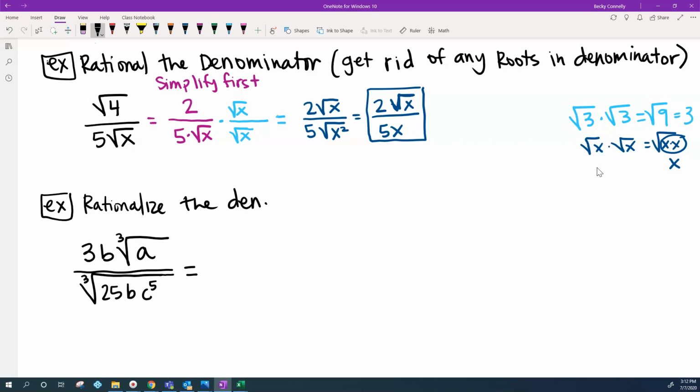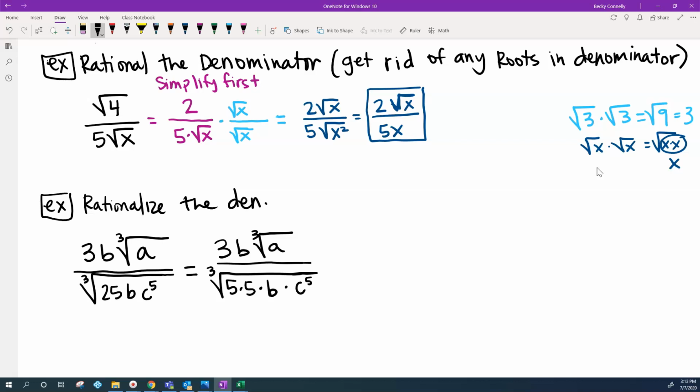So first thing that I'm going to do is take my denominator and write it out in prime factorization, so I can see what's happening a little bit better. On the top, that's going to still stay the same, but on the bottom, I've got the cubed root of 5 times 5 times b times c to the 5th.